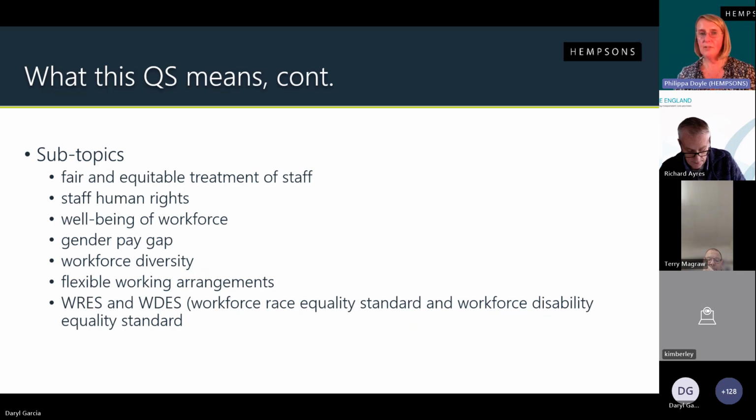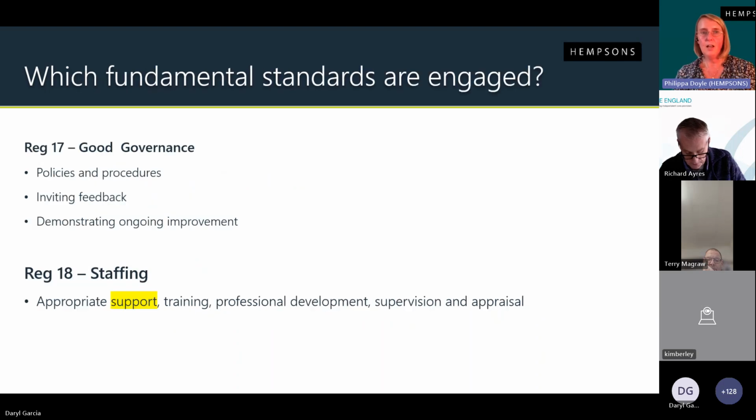So how do those link to the fundamental standards of care, to the regulations? Well, if we move on to the next slide, please, Daryl. Fundamental standards there, which ones are engaged? So Regulation 17, good governance, obviously, policies, procedures, feedback, demonstrating that ongoing improvement in terms of how you're engaging with staff. Regulation 18, staffing itself, highlighted that word support again.